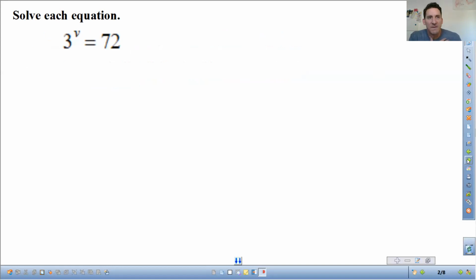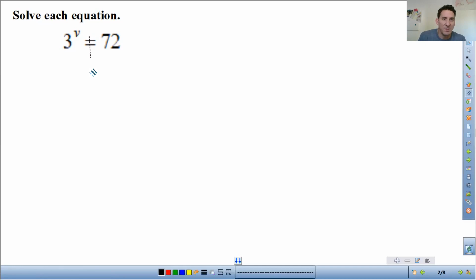On the very first lesson, if v was a whole number, this would be easy to just guess and check. You put it in a calculator, guess and check. But v is not going to be a whole number on this one. 72 doesn't come out to be a power of 3. So what we need to do is use a log to solve the equation.